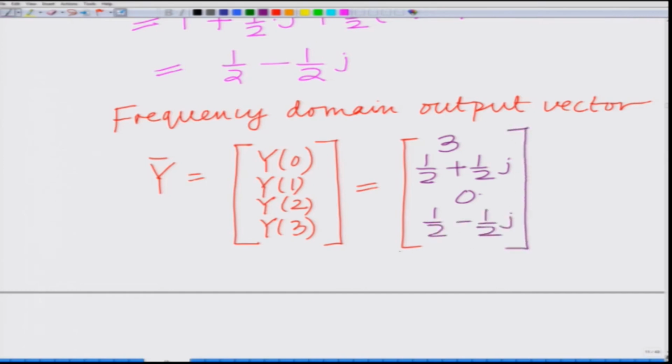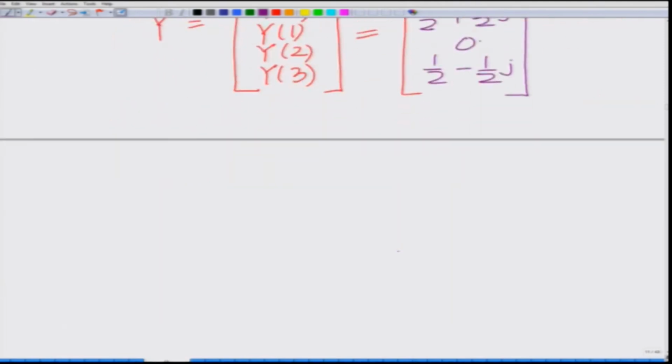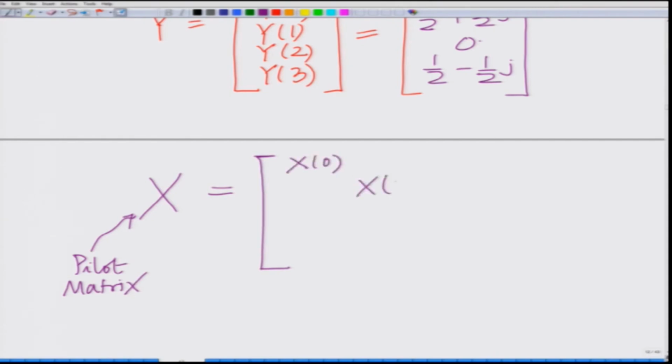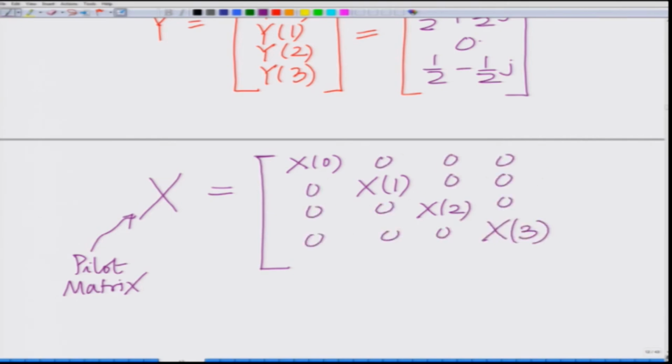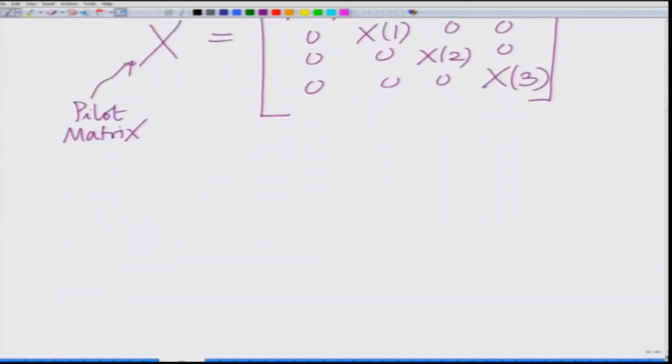Now, let us form the pilot matrix X. This is our pilot matrix. Remember, this is a diagonal matrix in the case of OFDM. This is your diagonal matrix X0, X1, X2, X3, with all other entries 0. Remember this, it is a diagonal matrix.